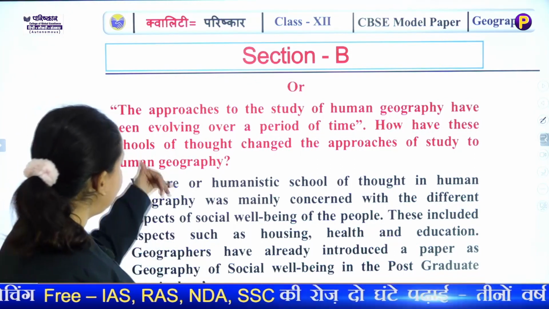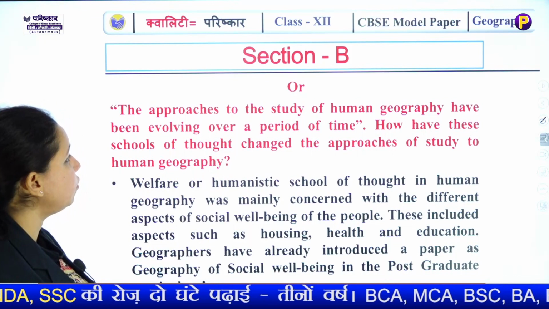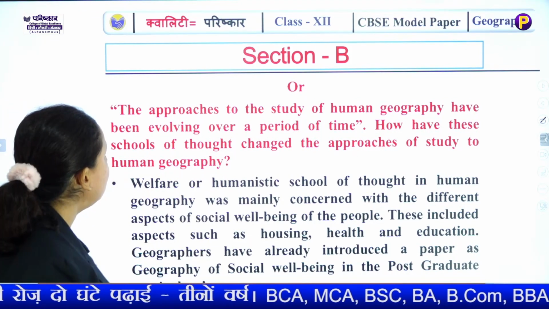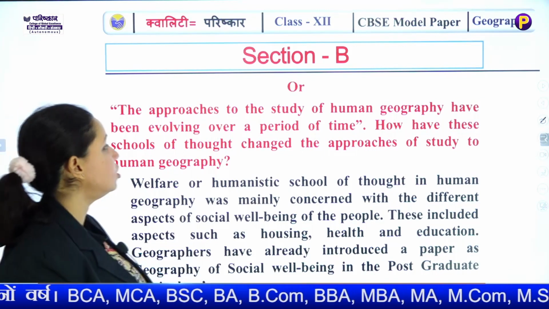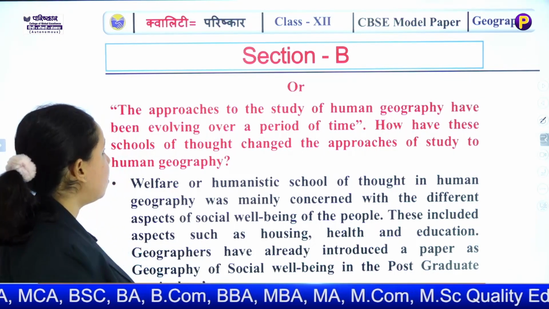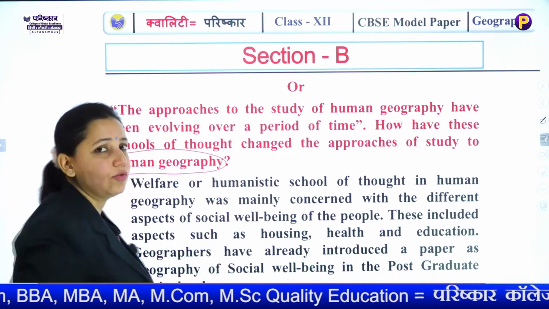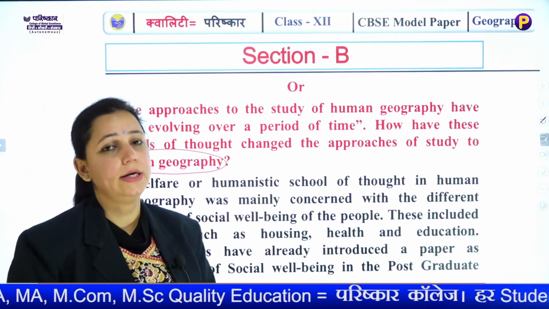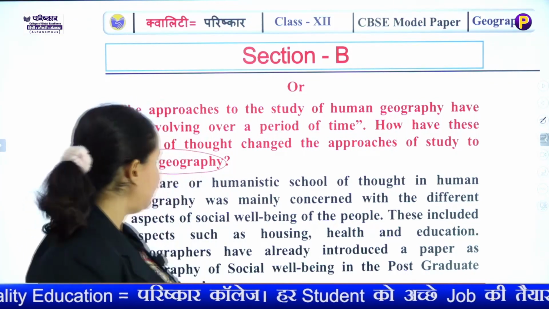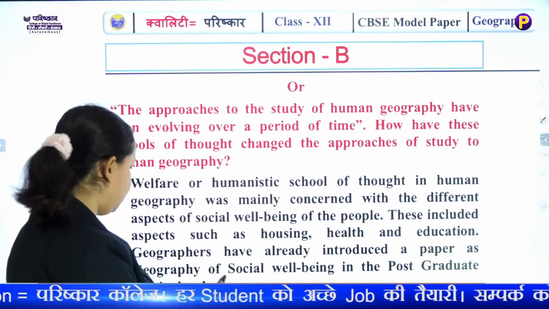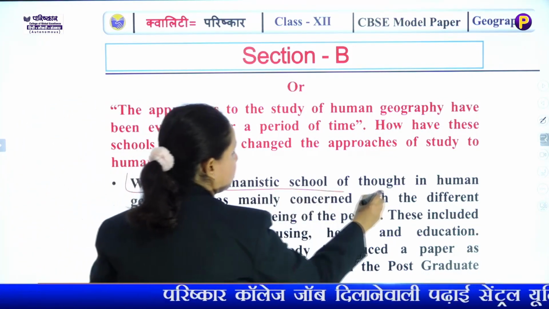Now it has an option. The second option was: the approaches to the study of human geography have been evolving over a period of time. How have these schools of thought changed the approaches of study to human geography? Now this is also a question from your human geography chapter. It is talking about the different approaches, different schools of thought, right? First, in the answer we are talking about the welfare or humanistic school of thought.